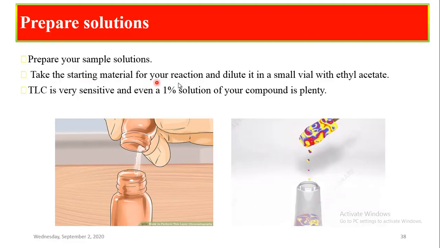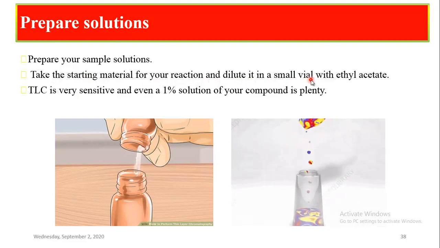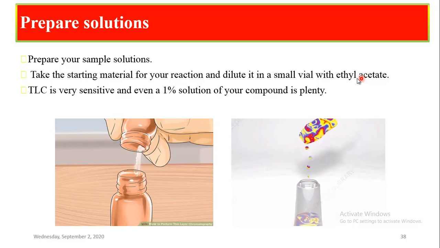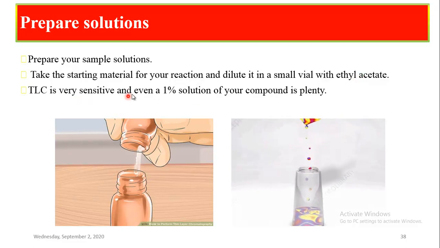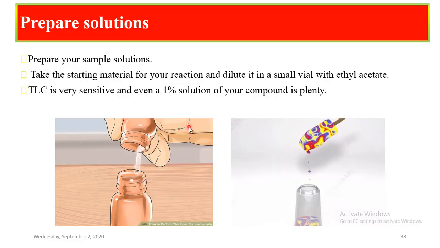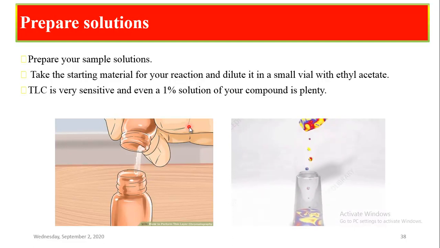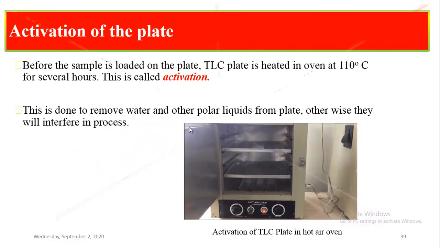Take a starting material for your reaction and dilute it in a small well with ethyl acetate. TLC is very sensitive, and even a 1% solution of your compound is plenty. That means do not add too much of the sample. Only a small amount of the sample will give better separation. So a dilute solution is mostly used.